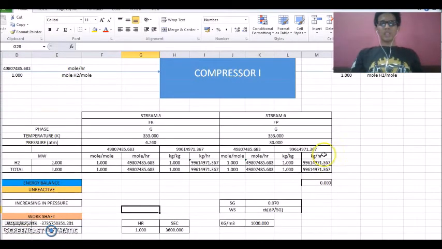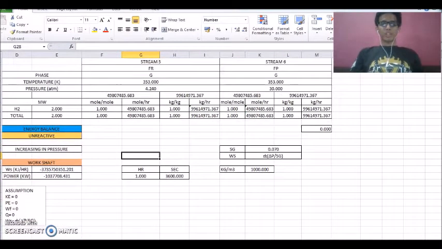For the mass balance, the mass of inlet is equal to the mass of outlet. But for the energy balance, it is unreactive. So we assume that kinetic energy is 0, potential energy is 0, work is 0, Q energy is 0. But for the shaft work, we use a formula which is the mass flow rate times the change in pressure over the specific gravity.